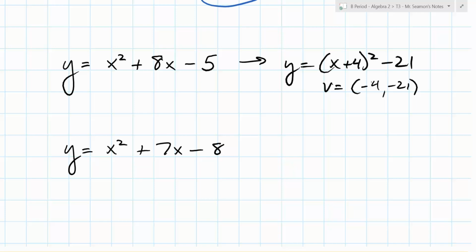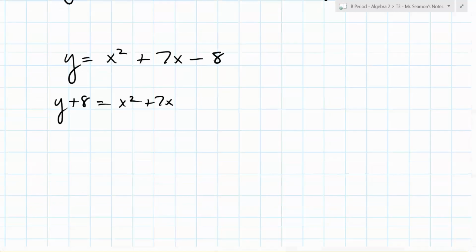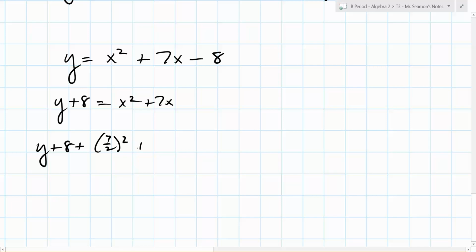Kids, the important thing here is: did the process change? Most of you added 8 first, which is great. And then what did you add to both sides? 7 over 2 squared. The key thing to remember is that when you do this, you're purposefully setting up a square. And what does that factor into? It factors into x plus 7 over 2 squared.